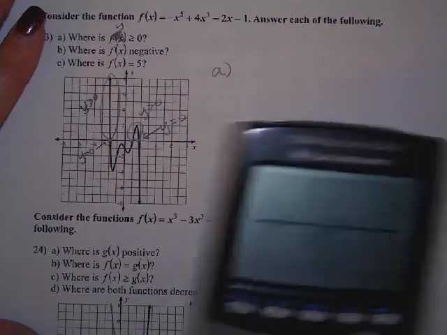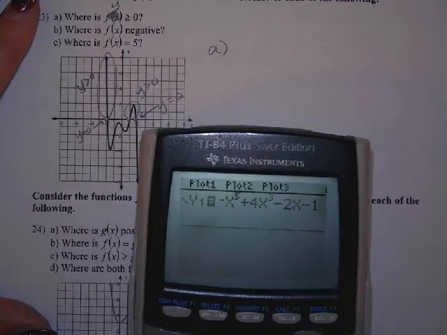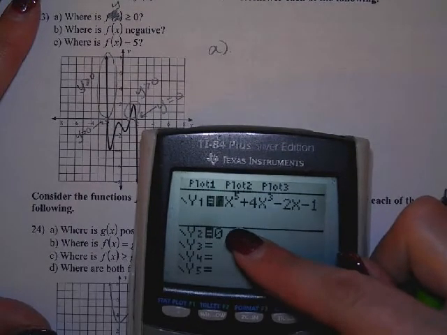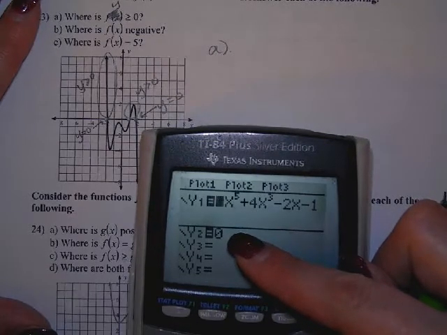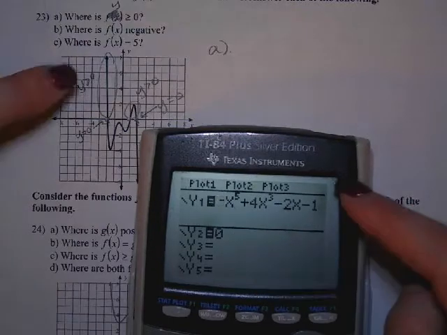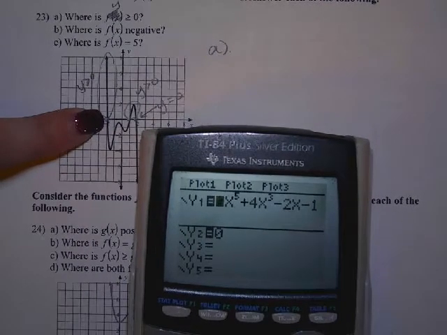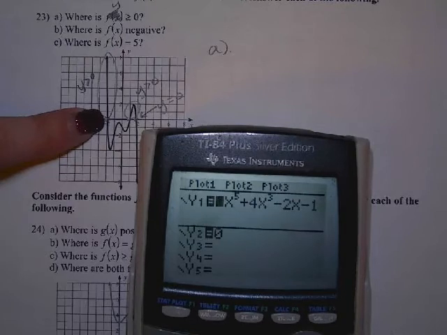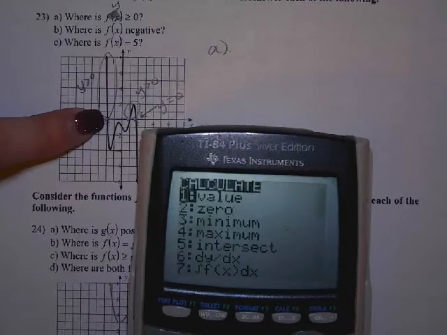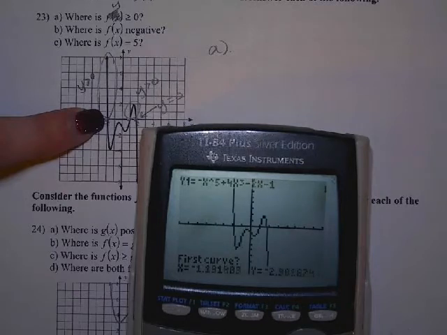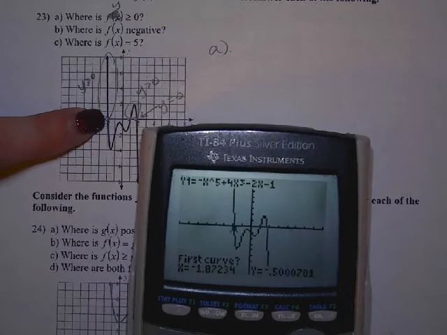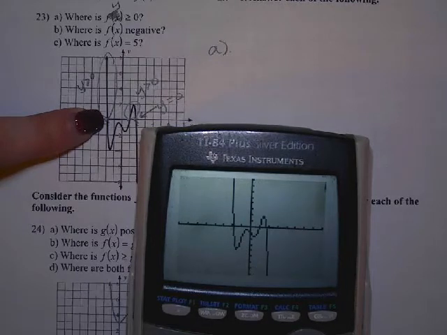Real quick, I'm going to find the x-intercepts. The easiest way to do it is probably to make your y2 equal 0, so that we can do second trace number 5 and just find the intersections. It looks like the x-intercept is -2, but it could be like -1.987, so I'm going to double check and make sure that it's actually -2 and not just decimals. I'm going to move over towards that first one and press enter, enter, enter. It was not -2, it was a decimal.